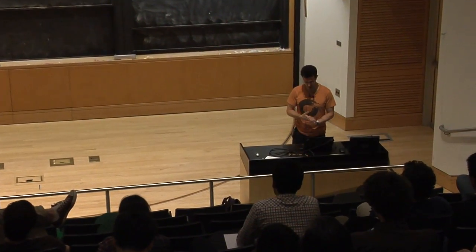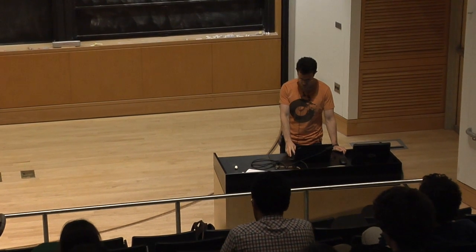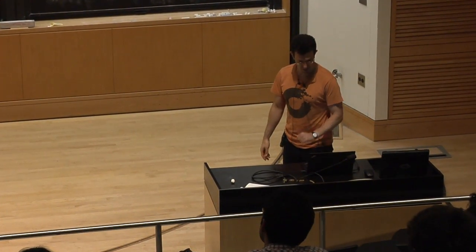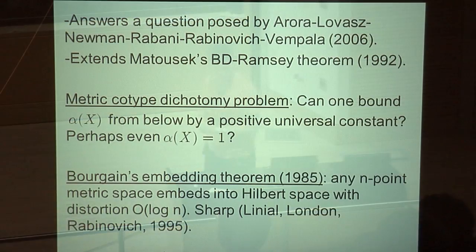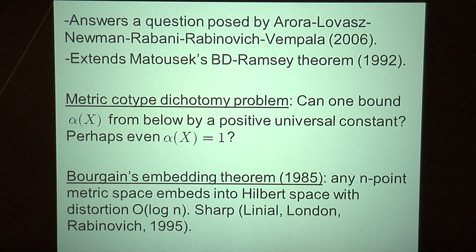So this is the metric cotype dichotomy theorem. We'll see where this is coming from. So first of all, this answered a question posed by Arora, Lovász, Newman, Rabani, Rabinovich, and Vempala. Really, they conjectured this phenomenon as is, except they had an additional assumption on the metric space. So this answers it in more generality. There is no assumption on the metric space. The reason for their motivation was something in combinatorial optimization that I will not get into, but there was also some soft Ramsey theorem from the 90s of Matoušek, which motivated it, and this theorem gives a very strong quantitative version of it.